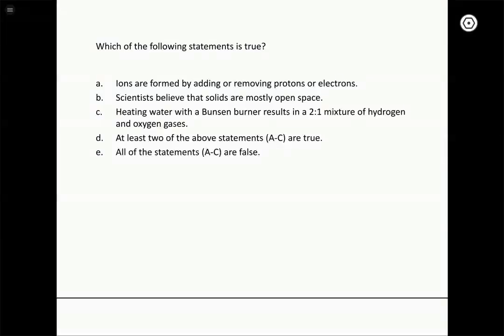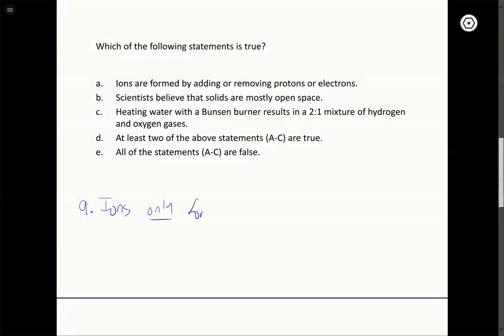Okay, so the next one is, which of the following statements is true? And so the first one, A, ions are formed by removing protons or electrons. So as I tried to emphasize in class, and this was an answer that many of you still selected, ions are only formed by adding or subtracting electrons. If you add or subtract protons, you're going to change the identity of the atom, so it's no longer an ion, it's something totally different, some totally different element that you formed.